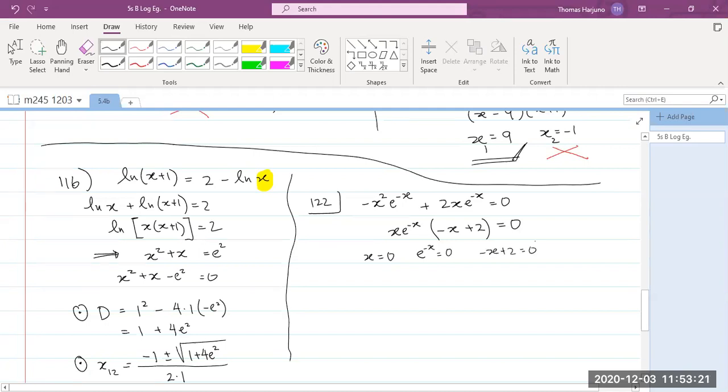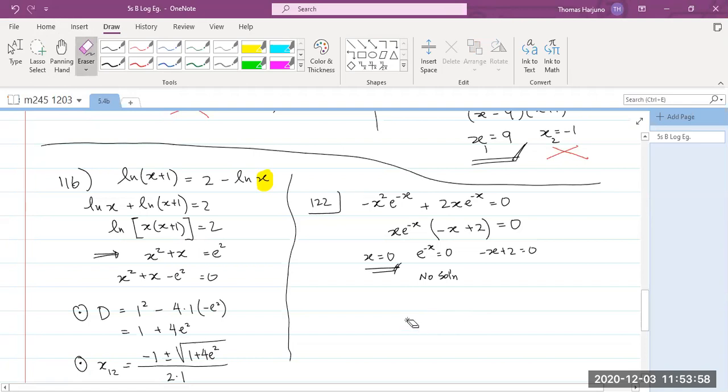Is it right? x equals 0, we are done. How about e to the negative x equals 0? You will say no solution for that one. The reason is e to the negative x has the range strictly positive. a to the x, the value is always strictly greater than 0, regardless of whether the base is more or less than 1, as long as the base is positive.